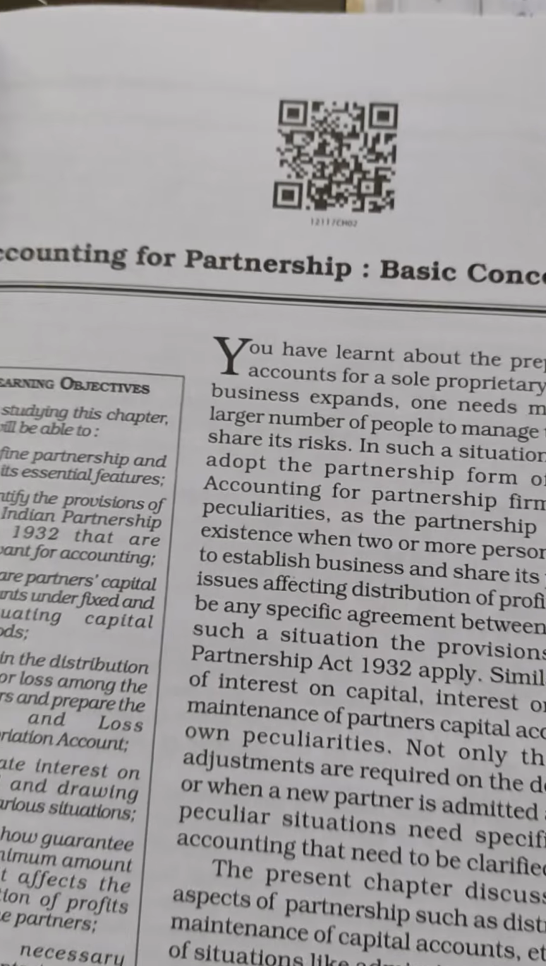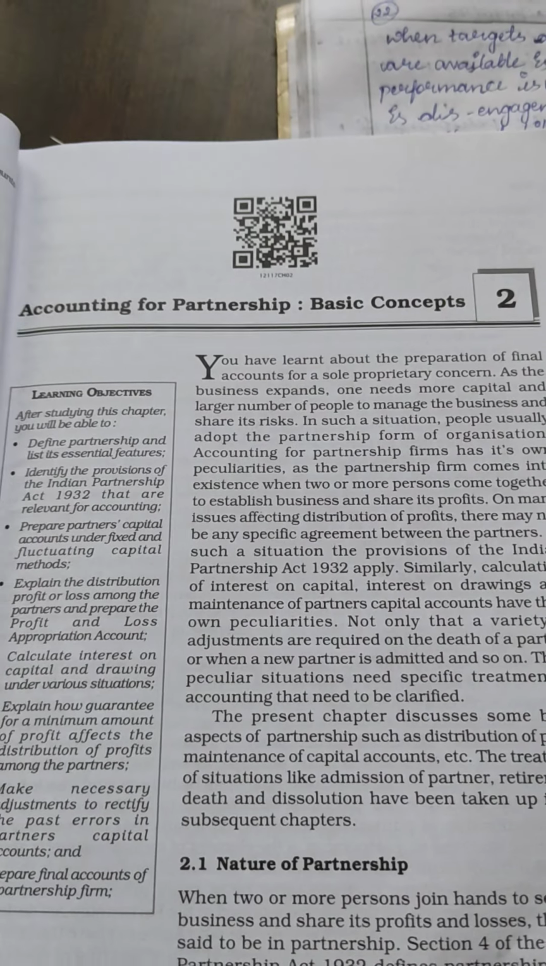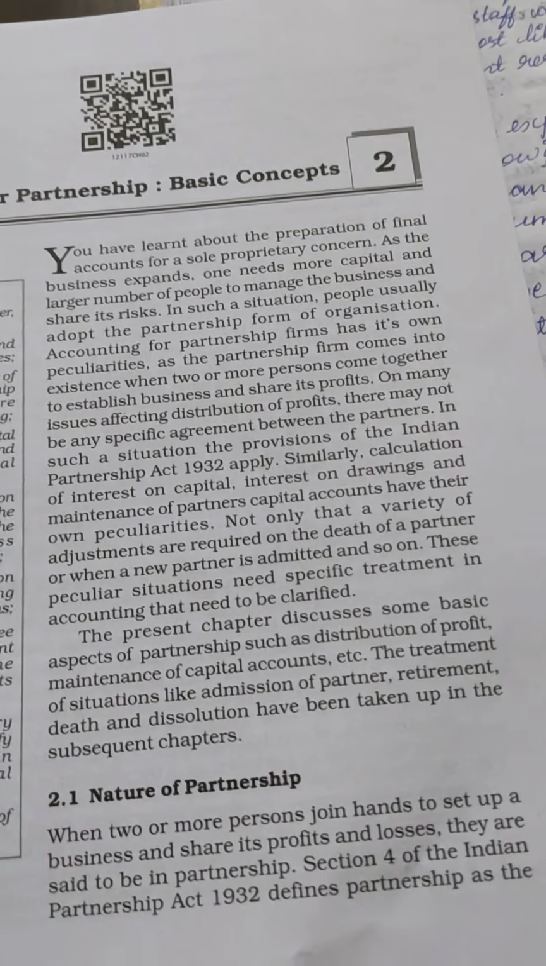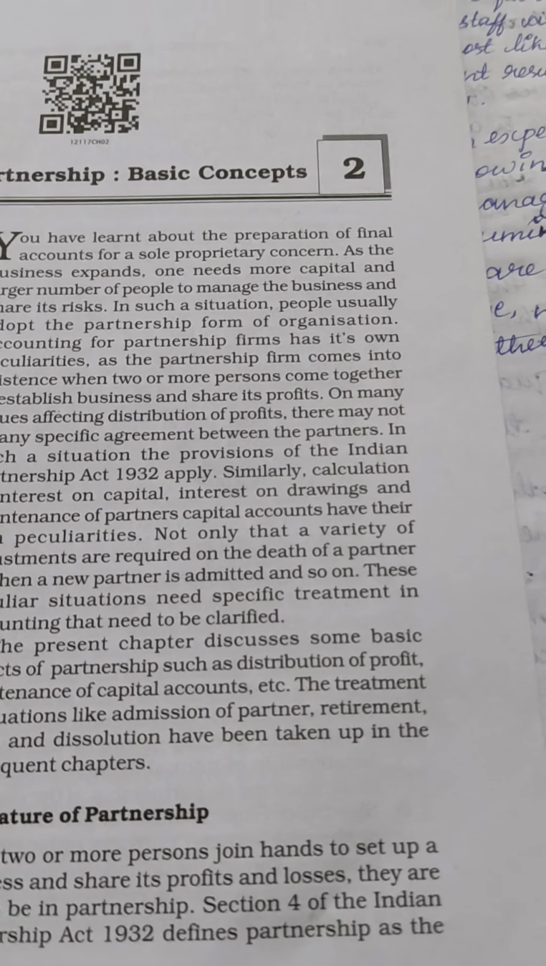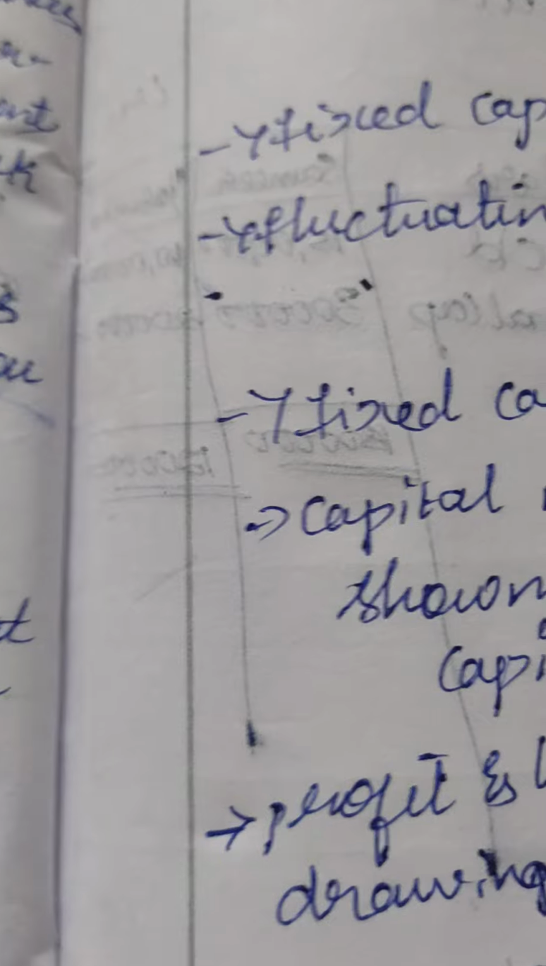We have finished with the first unit, accounting for not-for-profit organizations. Let us start with the second unit, that is accounting for partnership. This chapter deals with very basic concepts. So let us start with the chapter: accounting for partnership, basic concepts.